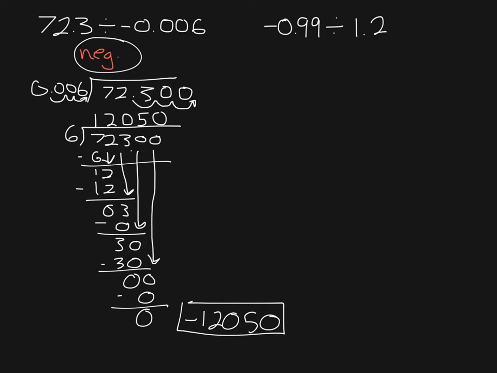Alright, let's try one more decimal division problem. Now I know here I have, again, different signs, so I have a negative answer, and I'm going to divide 0.99 by 1.2. Now I know I'm going to have to move this decimal one space, so I'm going to do the same thing with this decimal. One space to the right for both of them. So this is really the problem I'm going to be doing.